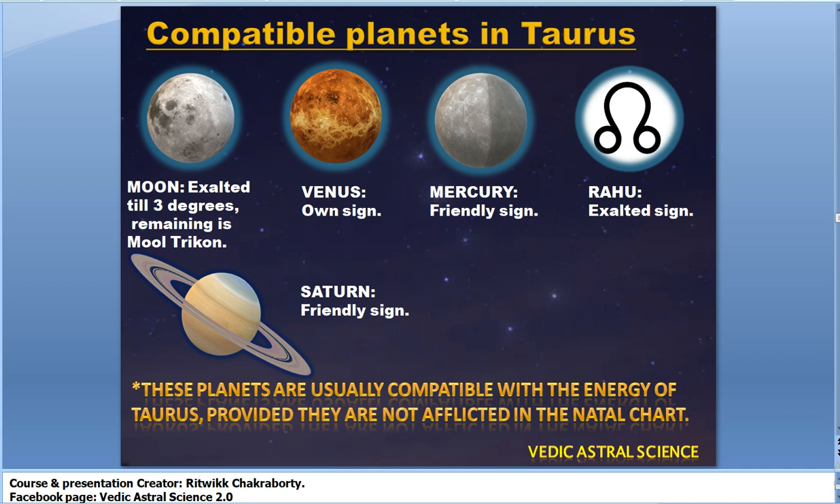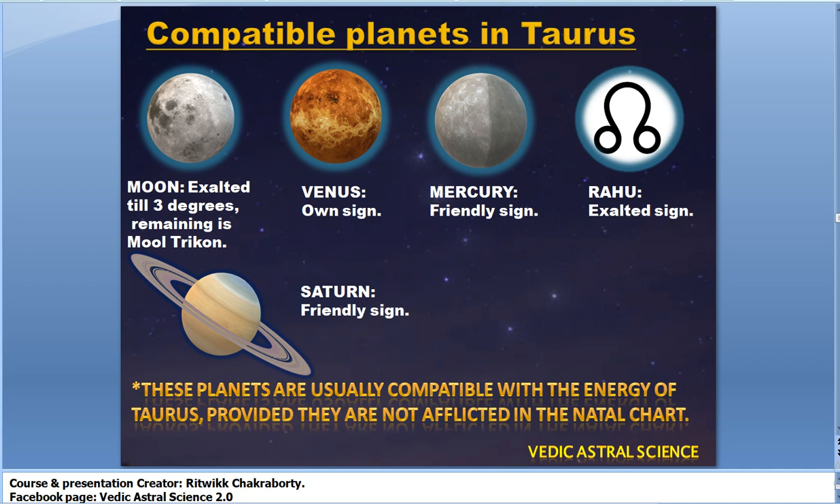For Venus, Taurus is own sign. Venus is a female planet, and Taurus is a female sign, as we saw earlier. Apart from that, Venus is governed by water element and Taurus by earth element, so elemental compatibility is also there. And Venus gets more strength if she is placed in the first half or within the first 15 degrees of Taurus, because it is a female hora.